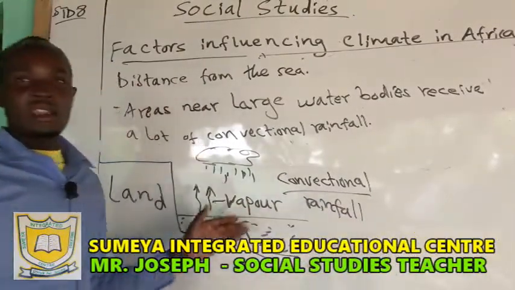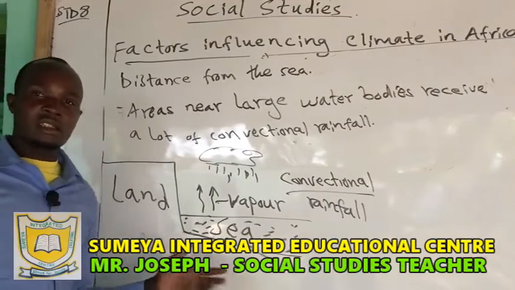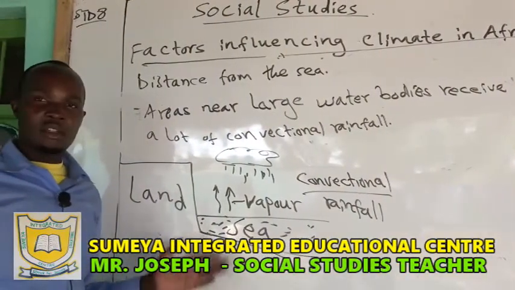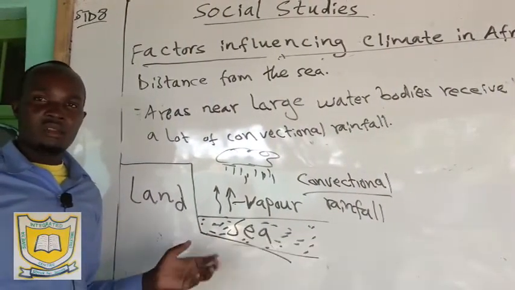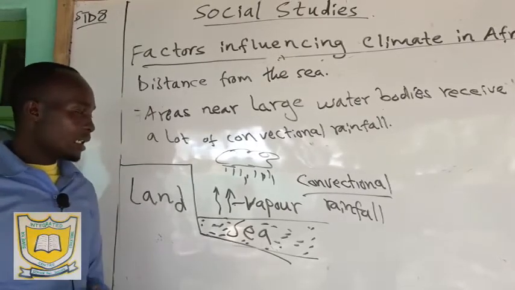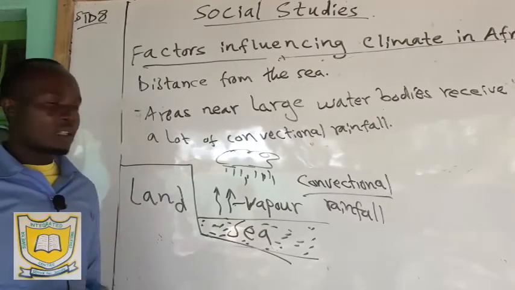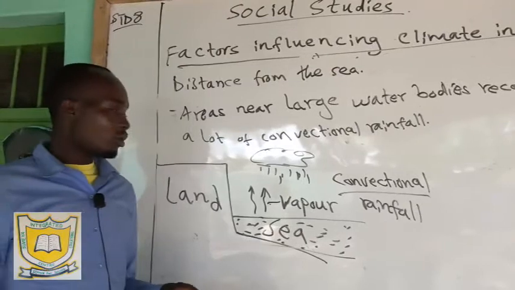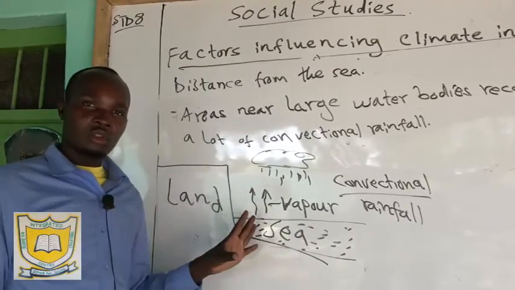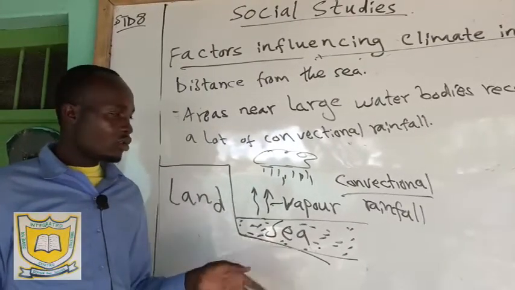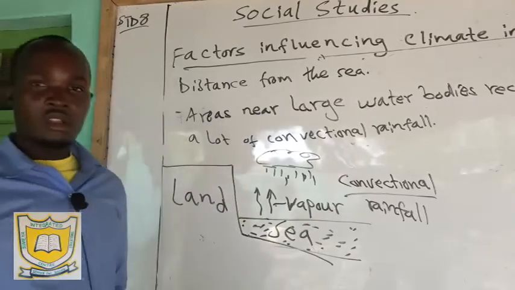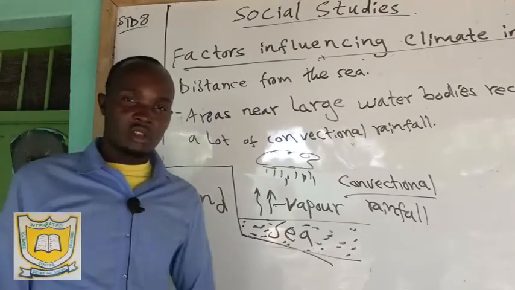Convectional rainfall is received near large water bodies like lakes, seas, and so on. A very good example is Lamu, we have Malindi, we have Kwale, Kilifi, and so on. Then Mombasa, Dar es Salaam, and so on. Kisumu, because of Lake Victoria, Bukoba, then also Entebbe, Uganda, and so on. So thank you for watching. We shall continue next time.